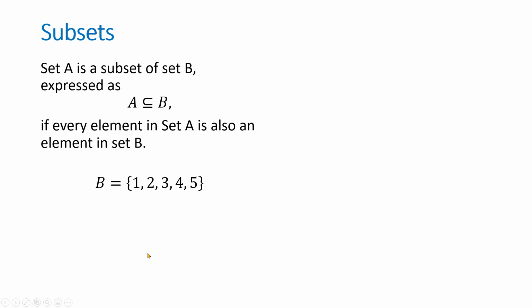For example, if I have B equal to the set 1, 2, 3, 4, 5, and A equals the set 2, 3, 5, well, every element in set A is in set B. So it follows that A is a subset of B. If I have C equals 1, 3, 5, 7, C is not a subset of B because C has the element 7 and B does not.